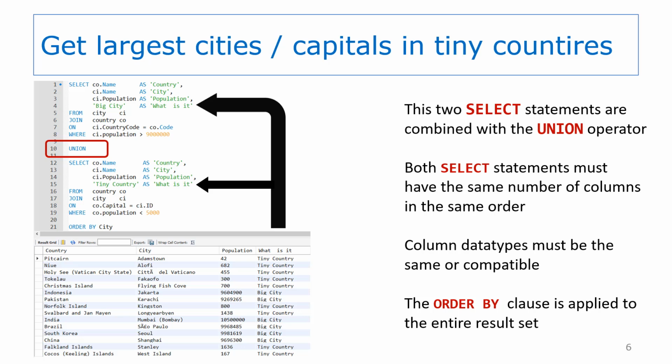The order by clause is applied to the combined result set. Note that the first select statement does not have an order by clause. Although it looks like the order by applies to the second select statement, the order by in fact is for the entire result set, the combined results produced by the union.